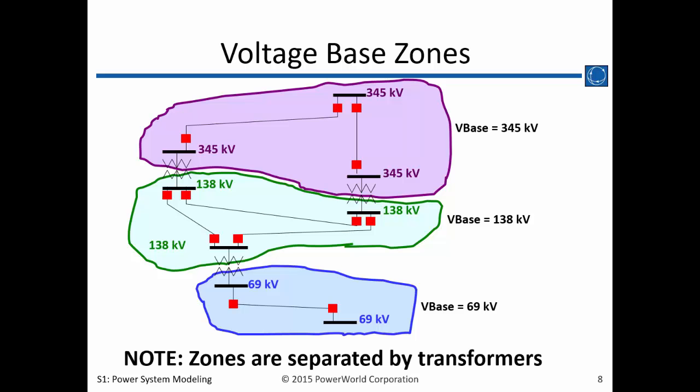So here we have an example of voltage base zones. Again, your voltage base zones are separated by transformers. So wherever you have a transformer, you're going from one voltage zone to another. We've got highlighted here on this slide a voltage base of 345 kV for the top section, 138 kV for the middle, 69 kV for the bottom. That means when you're calculating your Z base and your I base for those sections, they will be different for the top, the middle, and the bottom, because the one factor that's changing in the calculation is this V base value.